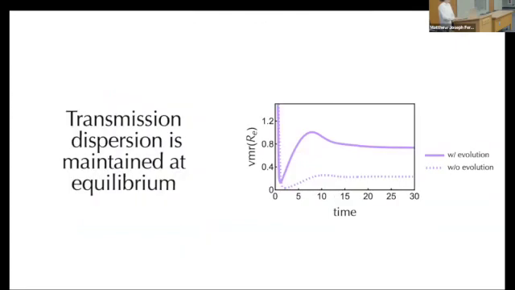Okay, the model also predicts that transmission dispersion can be maintained at equilibrium when the parasite is evolving. So this, again, is showing transmission dispersion over time with and without parasite adaptation, but in this case now we have later time points where the dynamics have started to settle to their endemic equilibrium.